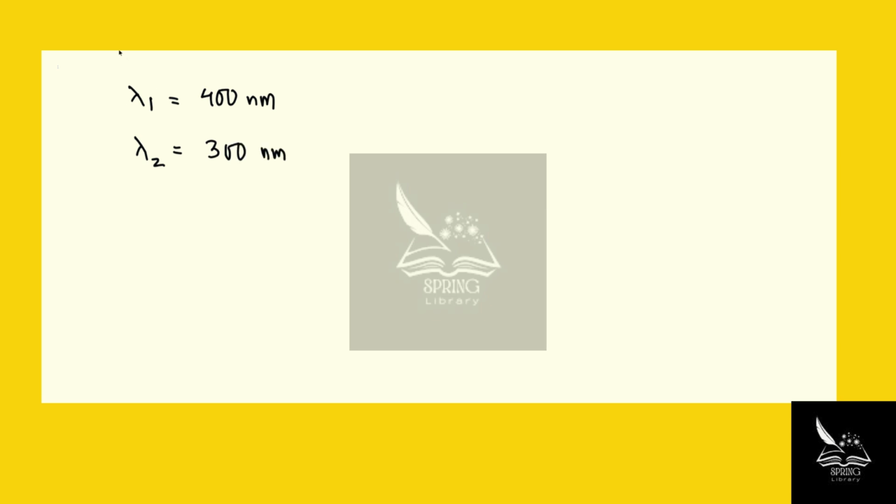Now, after they fall on the metal surface, the maximum kinetic energy is measured to be 1.10 electron volt in case of the wavelength to be equal to lambda 1. So let's say the corresponding kinetic energy is Ke1 and that is equal to 1.10 electron volt. And we need to find the maximum kinetic energy corresponding to the second wavelength.